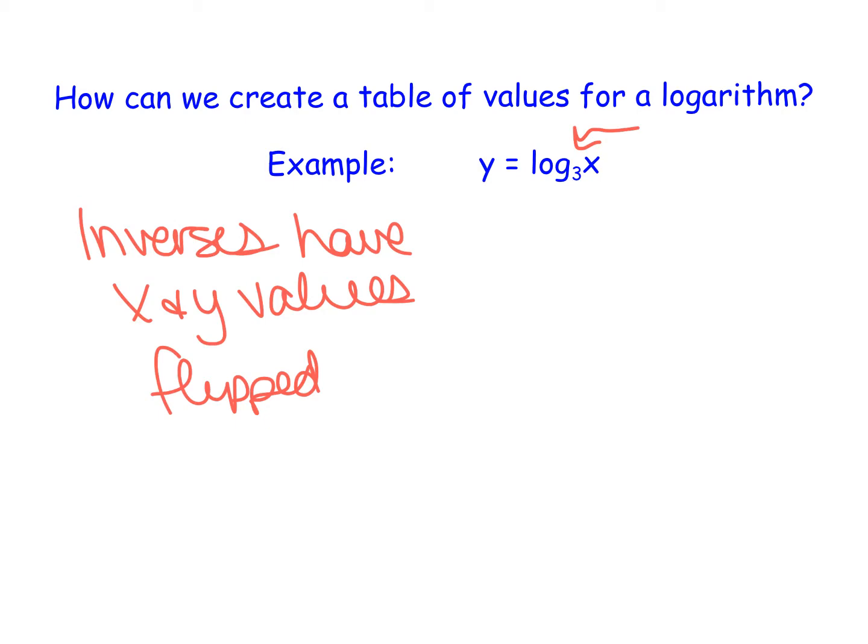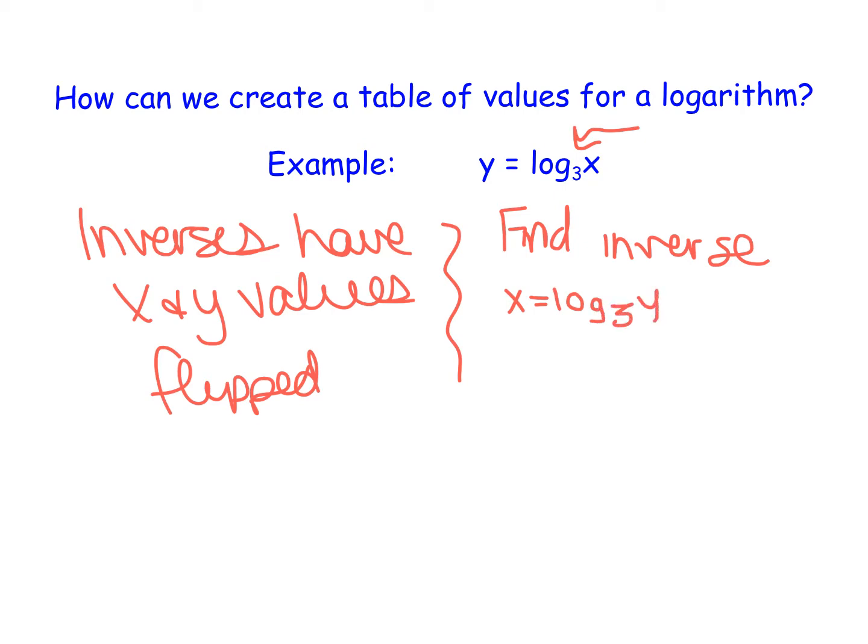So here, let's find the inverse of this logarithm. Remember, when we find the inverse, we flip x and y. So we have x equals log base 3 of y. And then we solve this equation for y. So here, we're going to rewrite this as an exponent because we know we can rewrite logarithms into exponents. So we have 3 to the power of x equals y. If we rewrite this with the y first, we have y equals 3 to the power of x.